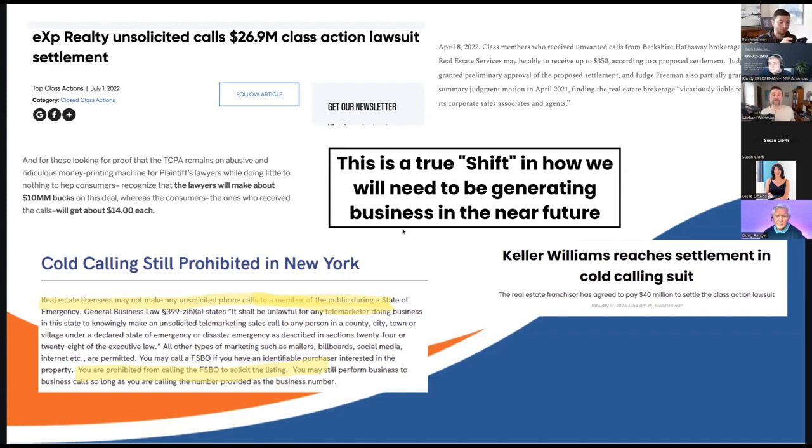They have the big pockets, but needless to say, it's a true shift in how we need to be prospecting right now and generating business.